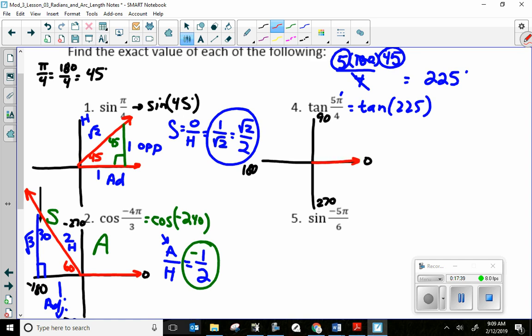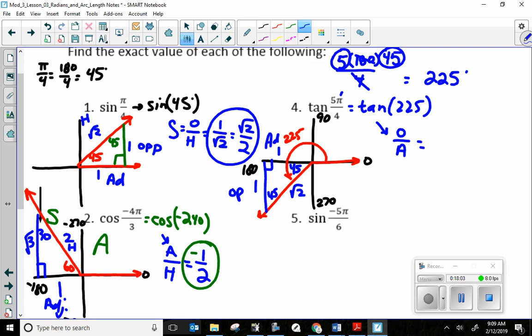If I draw this angle, that's 225 degrees, which means my reference angle is 45. Which means we have a 45, 45, 90 triangle. It's 1, 1, radical 2. Tangent is opposite over adjacent. Opposite of 45 is 1. Adjacent is 1. It's 1 over 1, which is 1.